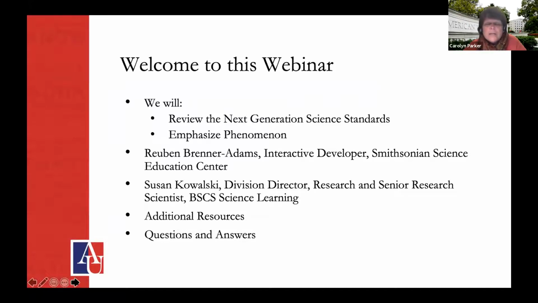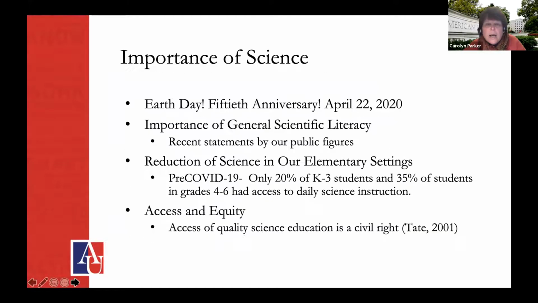But in other ways, we want to celebrate science. And we want to make science accessible and equitably available to all students. Science oftentimes is not in the school setting equitably available to students for a variety of reasons. Issues of access, reduction of science in our elementary schools. Pre-COVID, only about 20% of our K through 3 students and 30% of our students in grades 4 through 6 had access to daily science instruction. So there are real issues of equity in science.